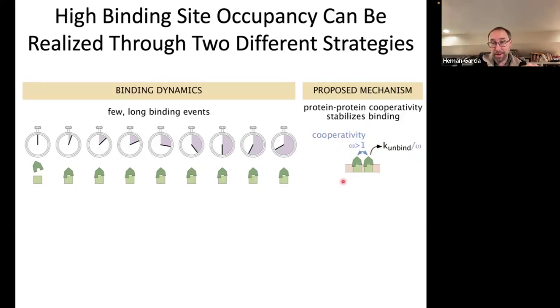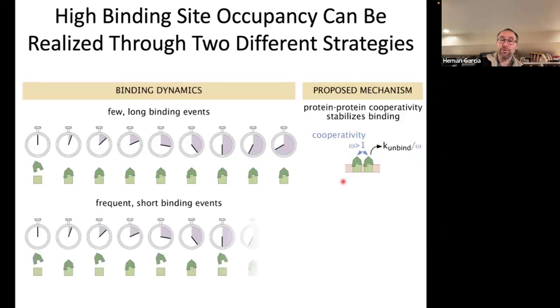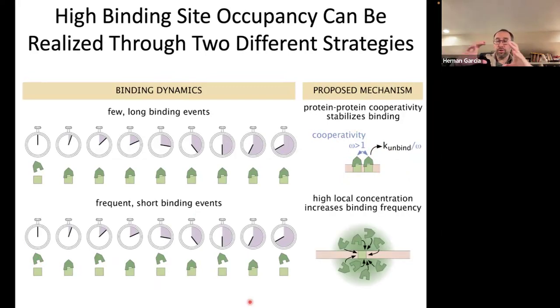But another way to generate high occupancy of a transcription factor is if many transcription factors are binding and unbinding very frequently. Again, if it binds and unbinds a lot. And this sort of thing, you could realize if, for example, you had an increase in the local concentration in the vicinity of your transcription factor binding site. So if you had more transcription factors in that vicinity, even though your transcription factors will stay on the DNA for a short period of time, very shortly after that one unbinds, the next one would bind.